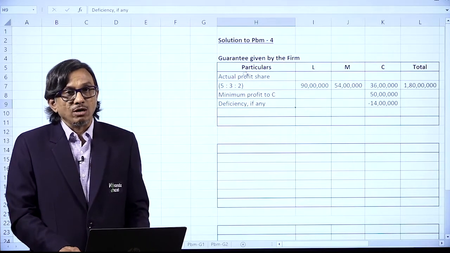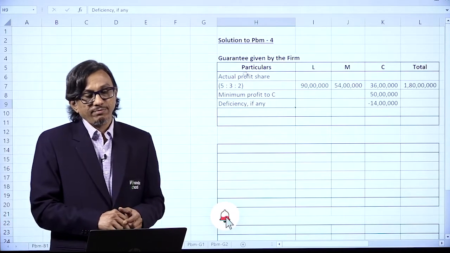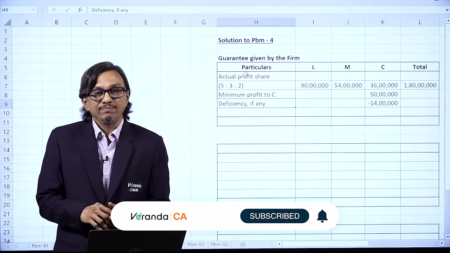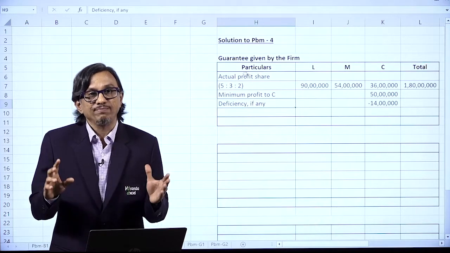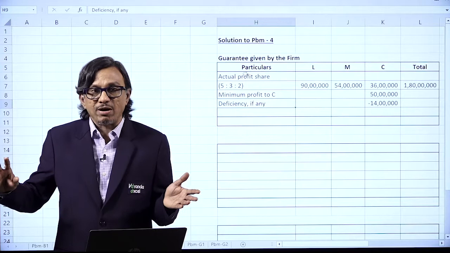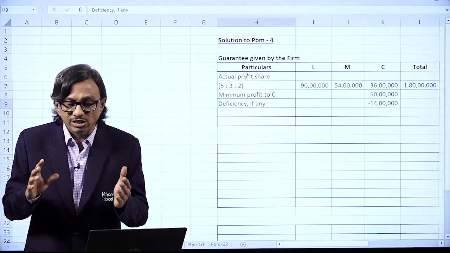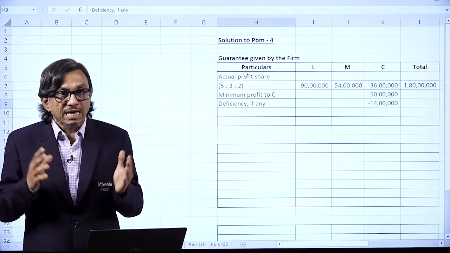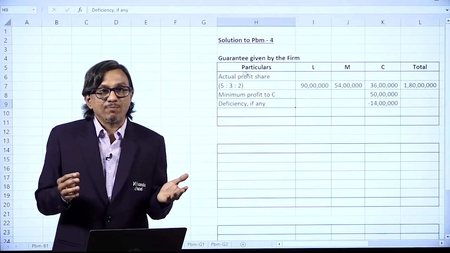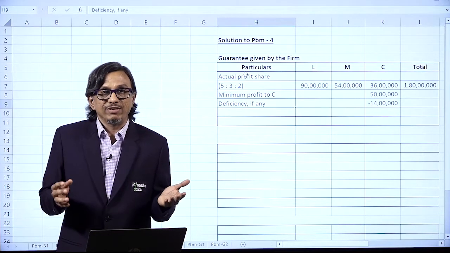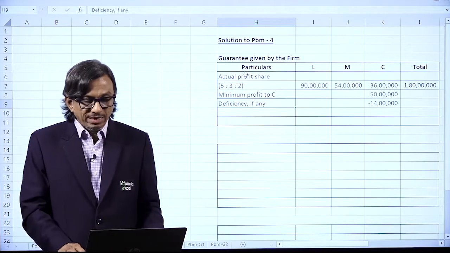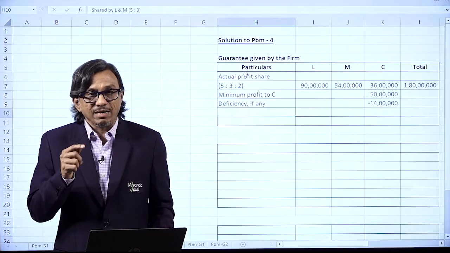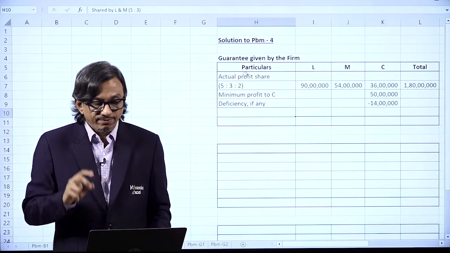In what proportion or who should bear the deficiency? In this case, the guarantee is given by the firm. It means if there is any deficiency, it will be borne by all the other partners in their mutual profit sharing ratio. That means that the 14 lakhs of deficiency will be borne by L as well as M in their profit sharing ratio, which is 5:3. So this 14 lakhs should be taken in the ratio of 5/8 from L and 3/8 from M and given to C.